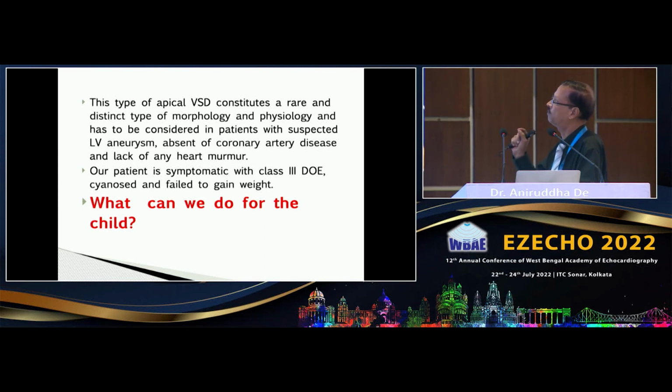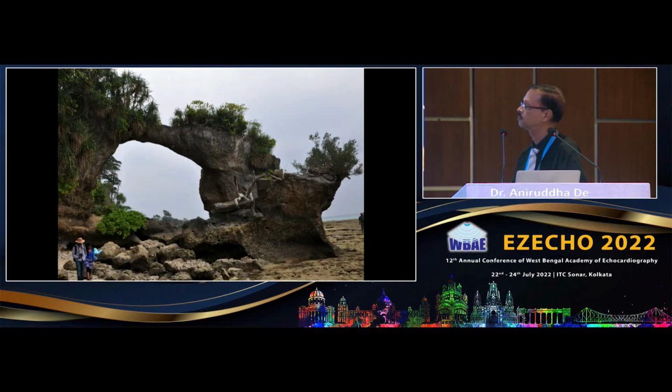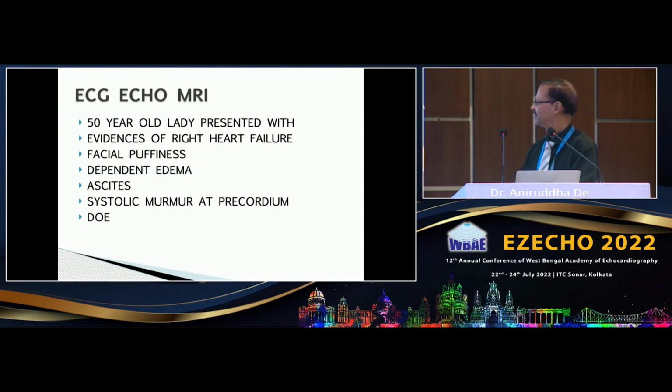This type of apical VSD constitutes a rare and distinct type of morphology and physiology, and has to be considered in a patient with suspected LV aneurysm, absence of coronary artery disease, and lack of any heart murmur. Our patient is symptomatic with class 3 dyspnea, but we do not know what to do with the patient. Only the Fontan is possible. All right, thank you. I think we'll stop here because of the lack of time.